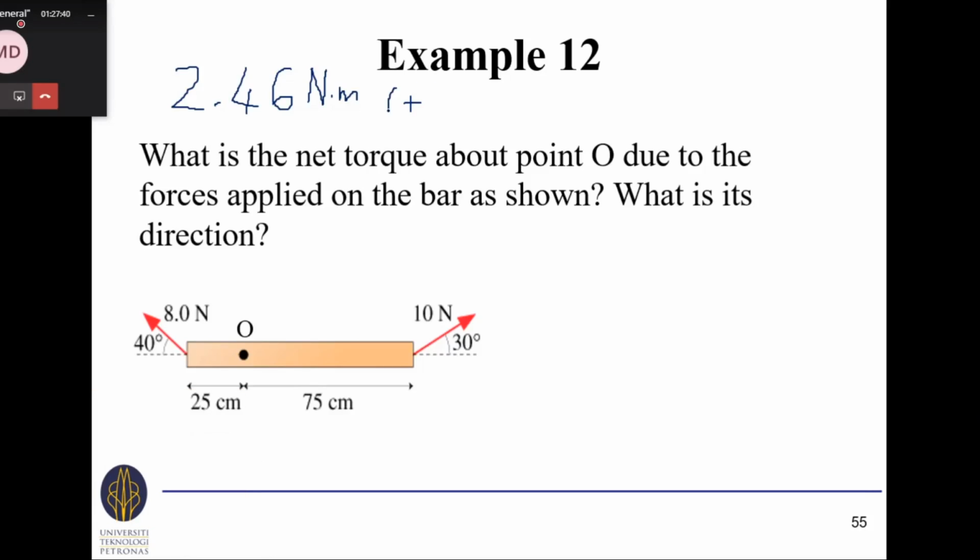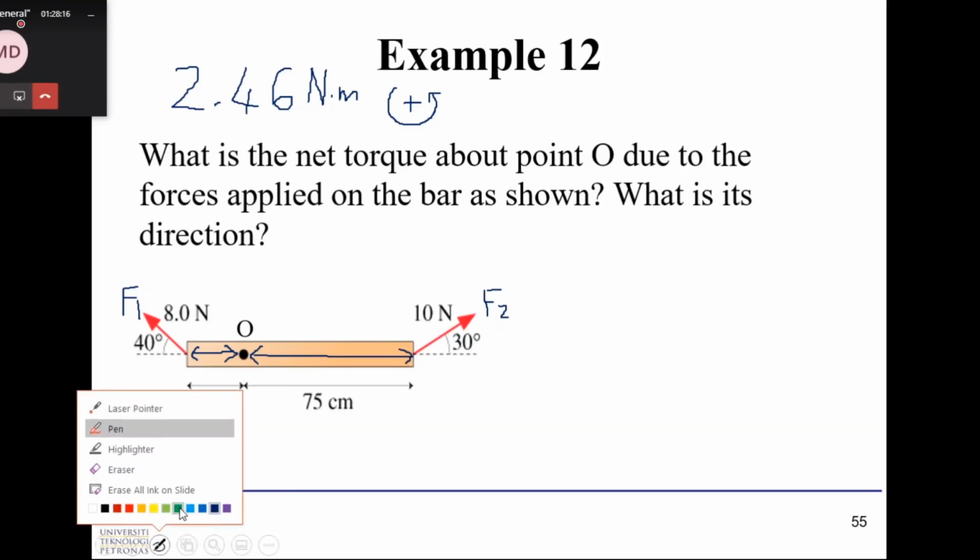Okay, you have two forces, and both forces come with an angle. Then what you need to do? You can name the first one, 8 here, as F1, and the second one here, 10, in the direction. You know that 25 is the distance from the axis of rotation for F1. 75 is the distance of the axis of rotation from F2.